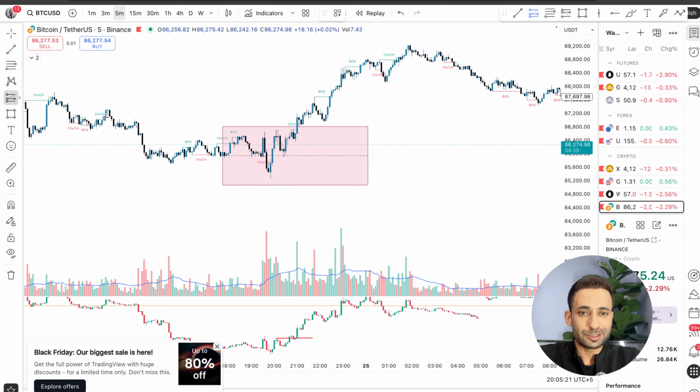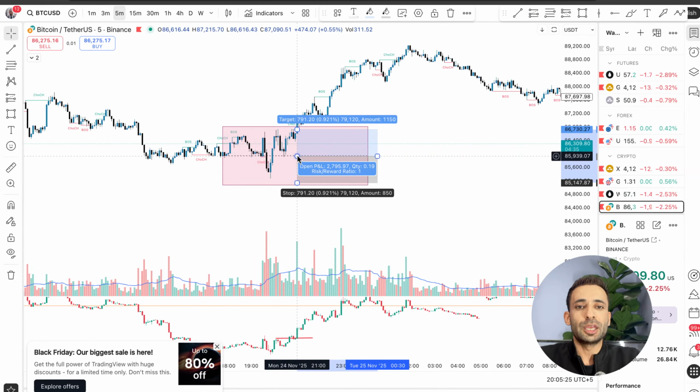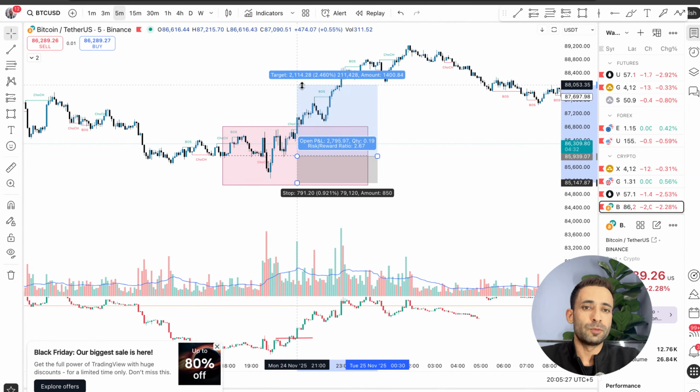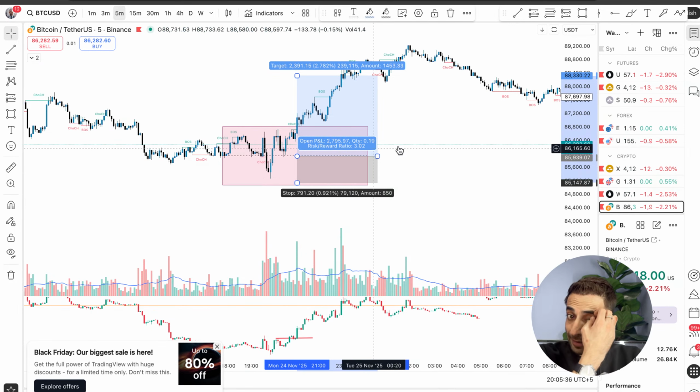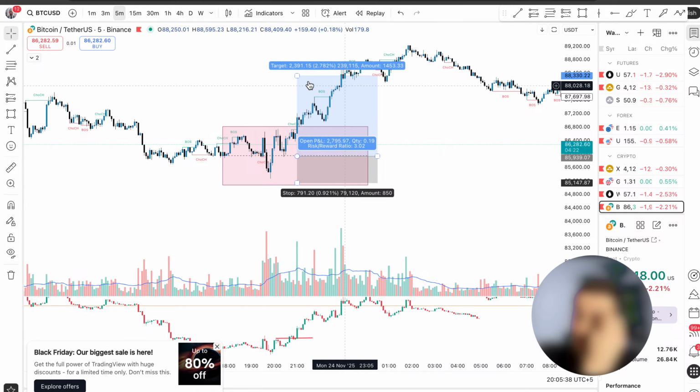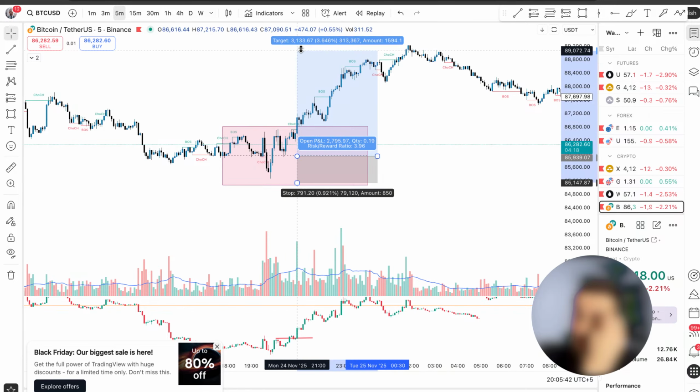And if you are still not sure, this is what I do. I will take a position here, and I will use a 3-to-1 reward ratio. Like, for example, I'm just giving you this one. This would be my stop loss below this candle, below the supply zone.